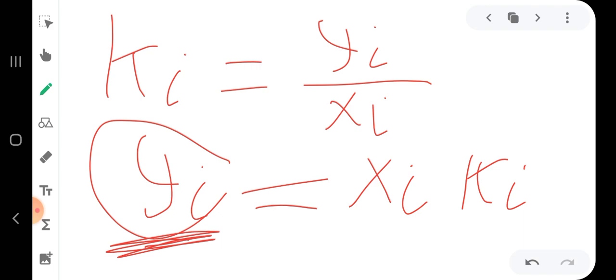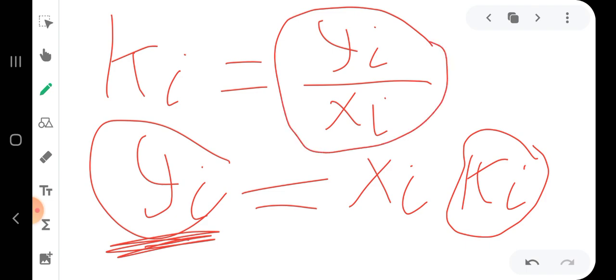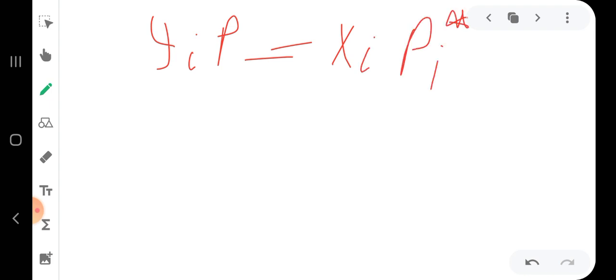One last thing that I want to mention before finishing this video: what if the distribution coefficient Ki, which is Yi over Xi, is not given in the problem? What do you have to do? Okay, so remember Raoult's law. Raoult's law says that Yi P is equal to Xi Pi sat. This is Raoult's law, if you remember from thermodynamics.